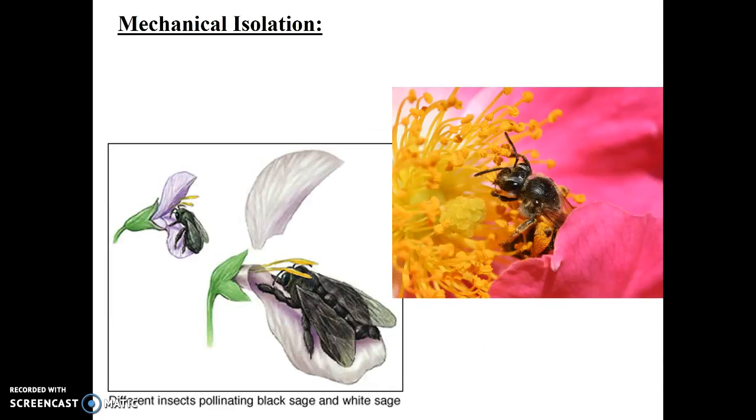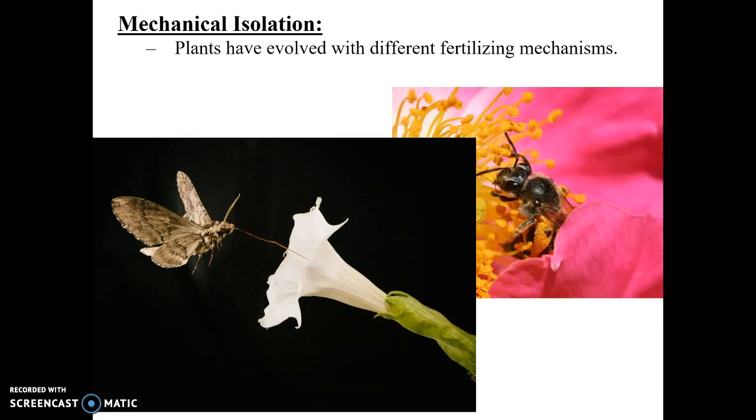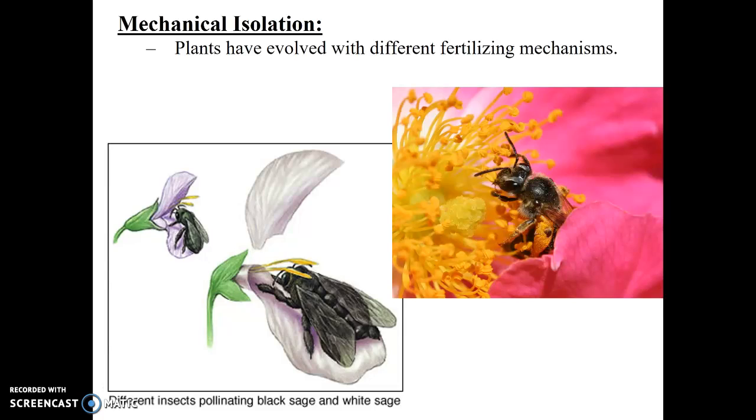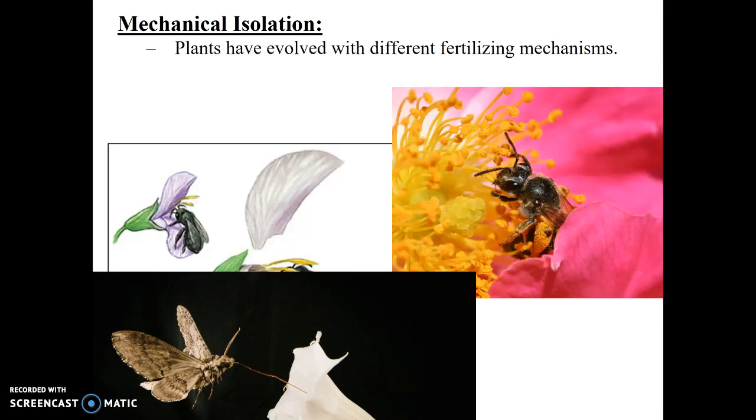Most often we see mechanical isolation with flowers. Different flowers have various structures based on the insects that pollinate them. Some flies and moths are structurally adapted to these long tube-like flowers where the bees and the flies don't tend to go. Bees and flies are going to stay on the other flowers that are more open, catch the pollen, and then go to the next flower over. So with mechanical isolation, they're structurally different.